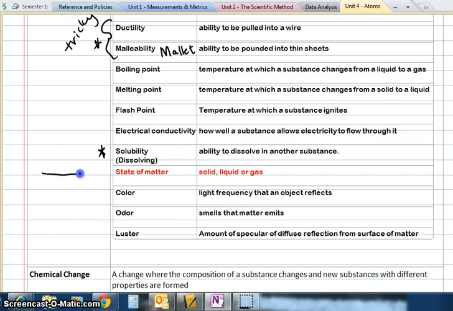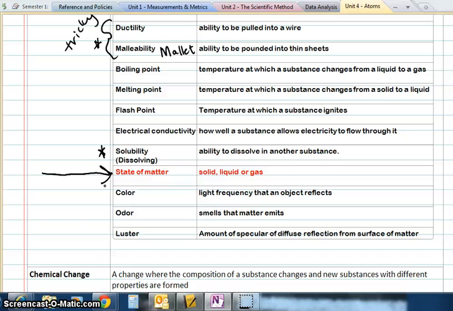And then the biggie, and this was our first section of notes, state of matter. If your substance is one of those three states, solid, liquid, or gas, then when you take H2O liquid and cool it off and freeze it, it makes a solid. The solid is still H2O, it's just in solid form. Color, odor, and luster. Luster is just a fancy science word for shiny.